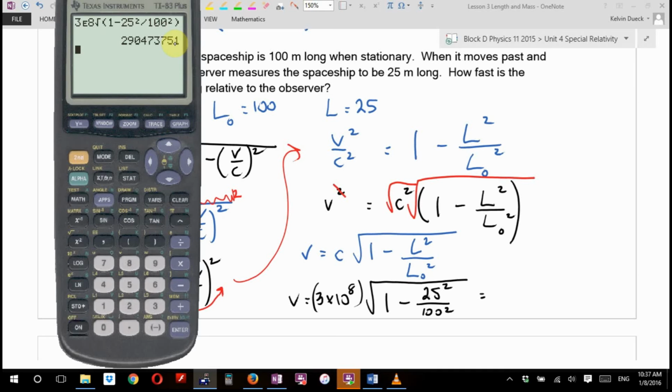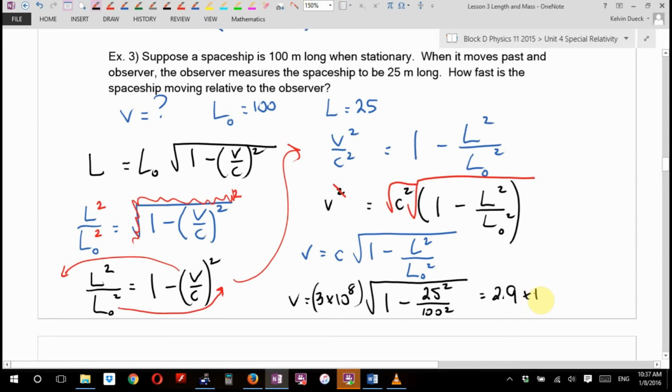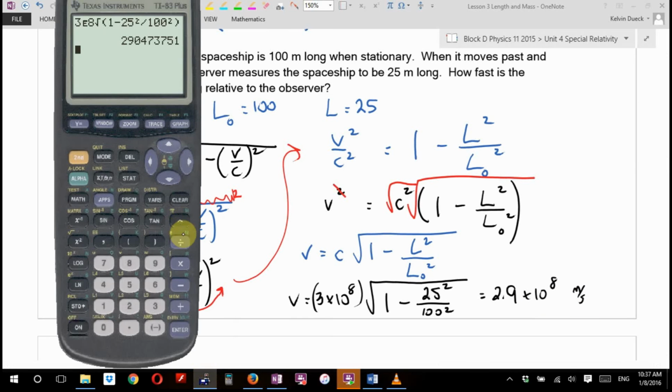2.9 times 10 to the 8th, just below the speed of light. Get that okay, Hedrick? Good. Meters per second. Or if I wanted to change it to a percentage, divide by 3 times 10 to the 8th, and then times 100. 96.82% of the speed of light. So there's still room to go faster.